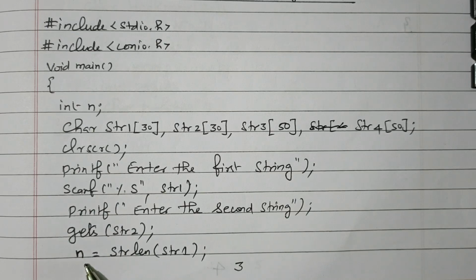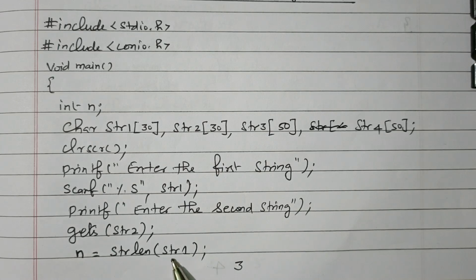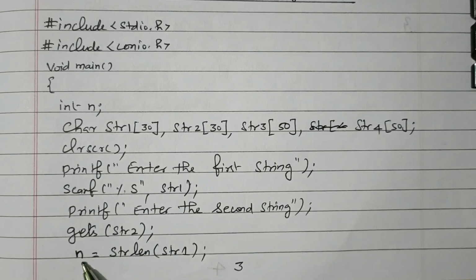Now we'll use the first string handling function, strlen, string length, bracket str1. So it will return how many characters are available in string 1. That will be stored in n. We already declared n as the integer type, right? So the number of characters will be identified by this string handling function, string length, and stored in the integer n. Now we'll go to the next handling function.